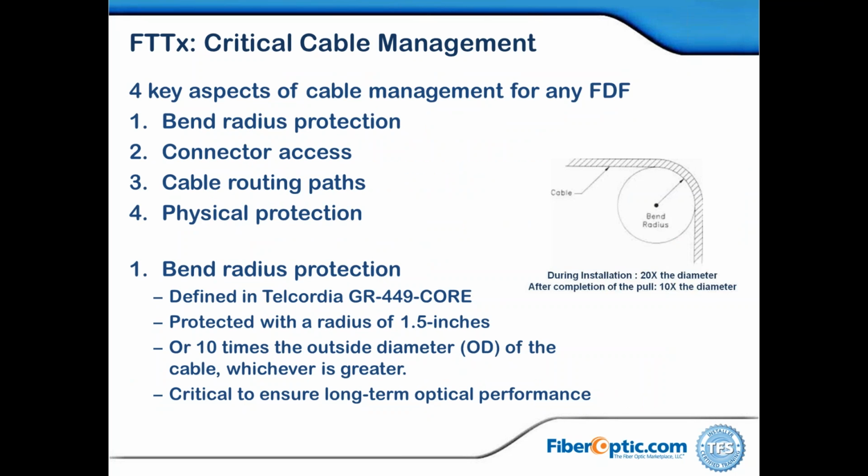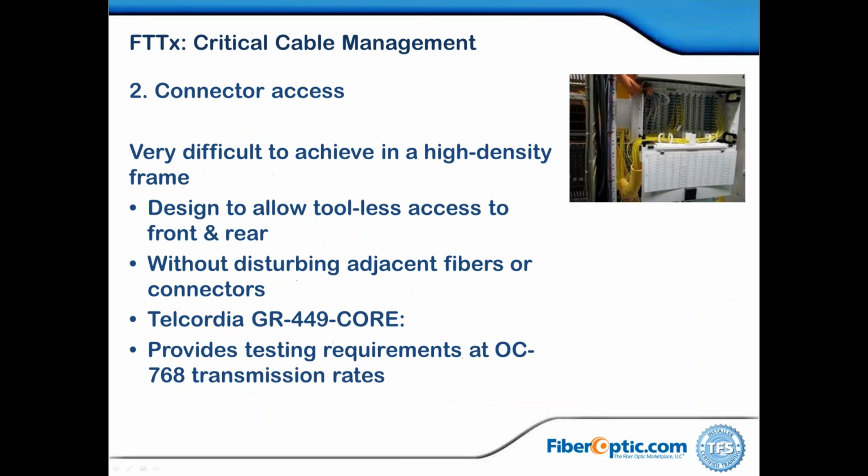Now, crucial cable management. This should not be new if you've taken any fiber class. One, the equipment is there to provide bend radius protection. Remember the old 10 times the bend radius because losses occur. We need to provide connector access and, of course, cable routing paths and some physical protection. So here you see the bend radius is about 1.5 inches or 10 times the outside diameter, whichever is greater. But it's critical to long-term performance, as you see here. And then connector access.